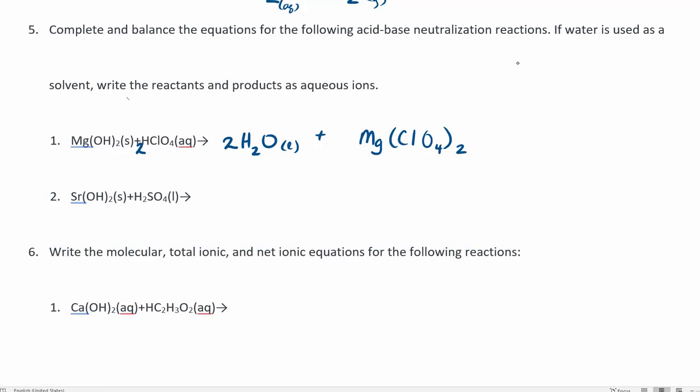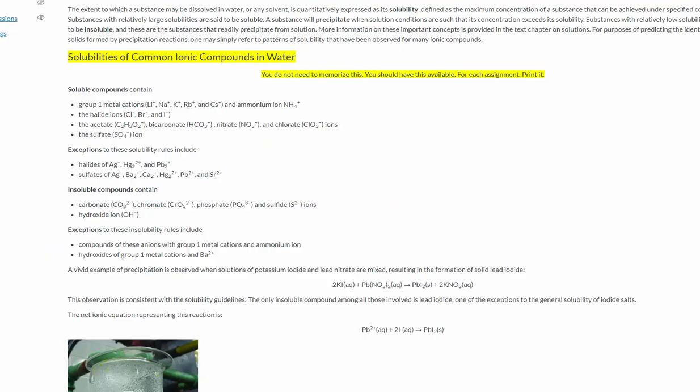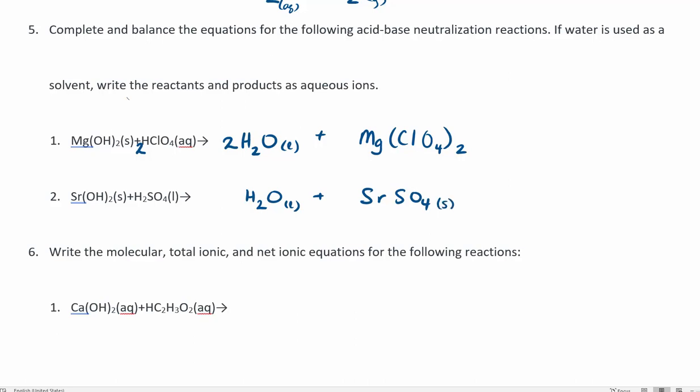Here for this equation, again, I'm going to start with water, and that is a liquid, and then form my salt. So I have strontium sulfate. Now I'm going to check my solubility rules. Sulfate ions are mostly soluble unless it has strontium. So that is a solid. Make sure I'm balanced. I need a 2 here, and then we're balanced.